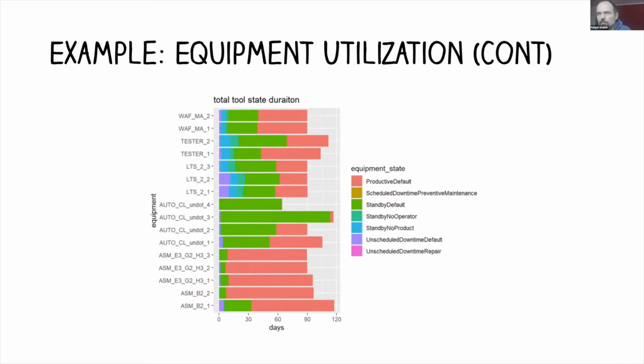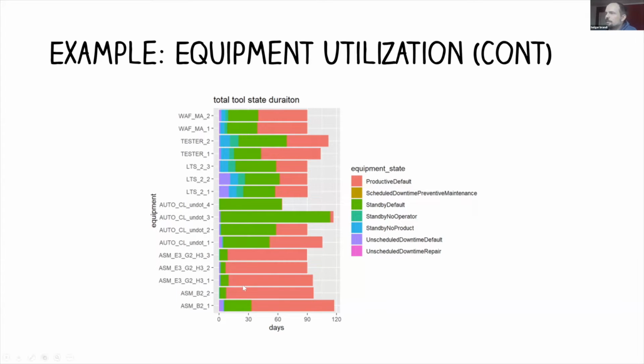It can be productive when it's actually producing something, but it can also be in standby. It can be in standby for various reasons, because there might be no worker operating it, or there could be no product to be produced. But it could also be in a downtime because it somehow broke and it needs repair. If we look at the state distribution in our manufacturing area here, we also notice multiple very interesting aspects.